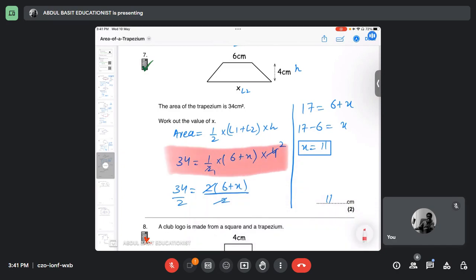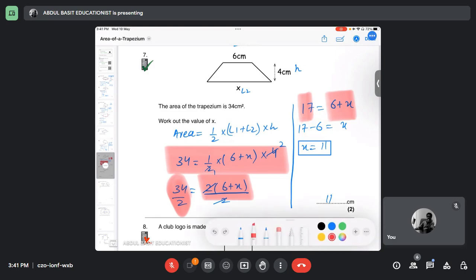You can see that in this part, what I did, I just cancelled: 2 ones are 2 and 2 twos are 4. So then it becomes 2 multiplied by 6 plus x, divided by 2. So then I cancelled this 2, dividing by 2 on both sides. So 34, half of 34 is 17. On the right hand side, I have only 6 plus x. I'm interested to find out x, so I brought this 6 here. Agree? Is this clear?